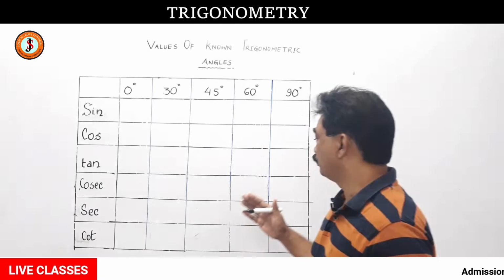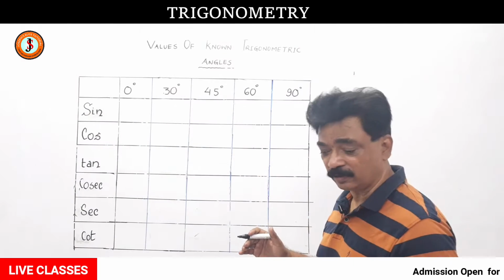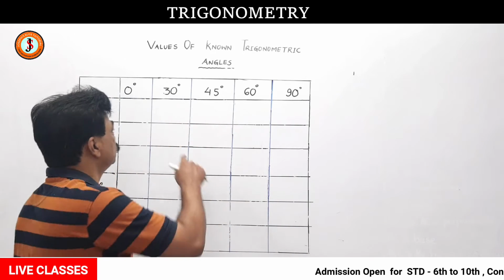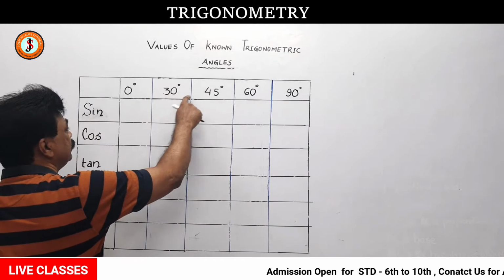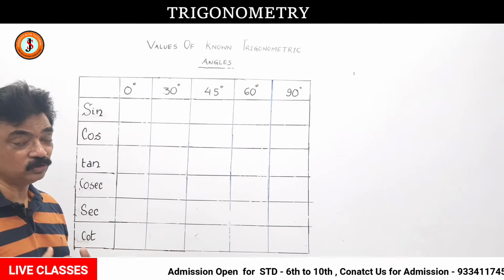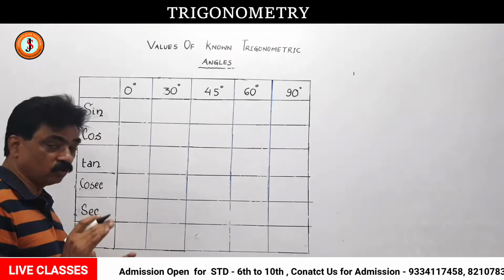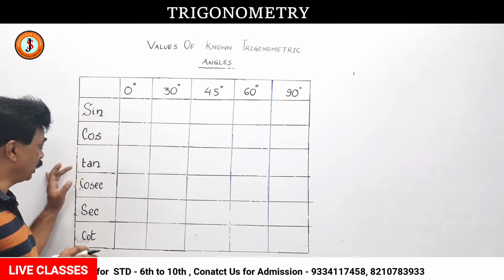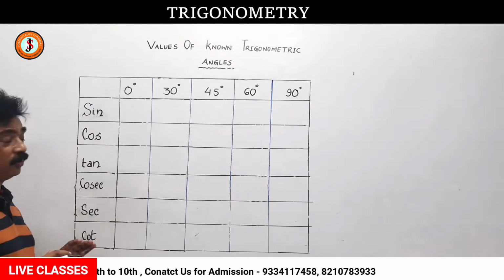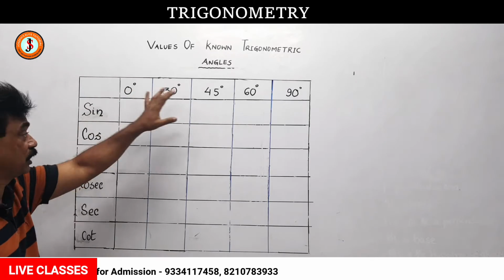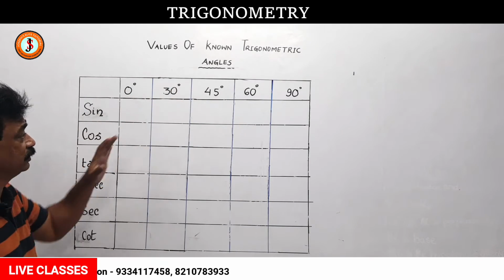So I have the trigonometric table ready over here, it's blank. The known values which we should know are the values at 0 degree, 30 degree, 45, 60 and 90. These values we should know on our own. And then we should know the value of sine, cos, tan, cosec, sec and cot. What I mean to say is, you should know the value of sine 30, the value of sine 45, the value of tan 30 and so on.